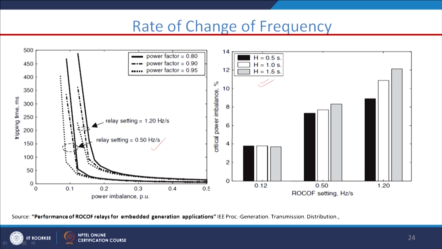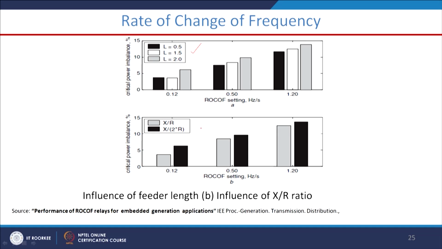These are certain other issues. As I said, H stands for the inertia constant, and if you vary this inertia constant, like 1.5, then the critical power mismatch percentage also varies, and the setting of the ROCOF relay should be followed accordingly. And L is the length of the feeder, and X by R is the ratio of the line or feeder present inside the circuit. So if you vary those parameters, this particular technique is also affected.